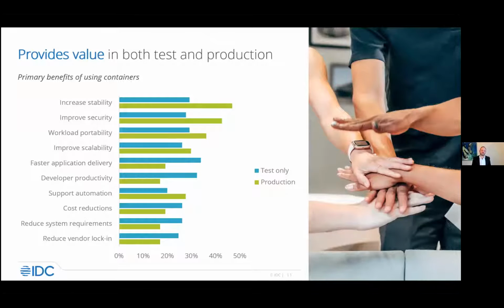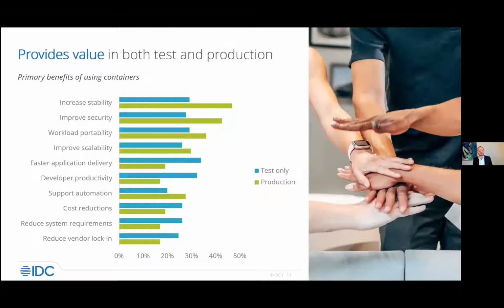And if you look at test first, what they mainly see as the main benefits of using containers are really about faster application delivery time. It's about developer productivity. And then we see those that actually run it in production. They have much more, I would say, traditional infrastructure KPIs and more see that it also improves the stability and improves the security for the environment.